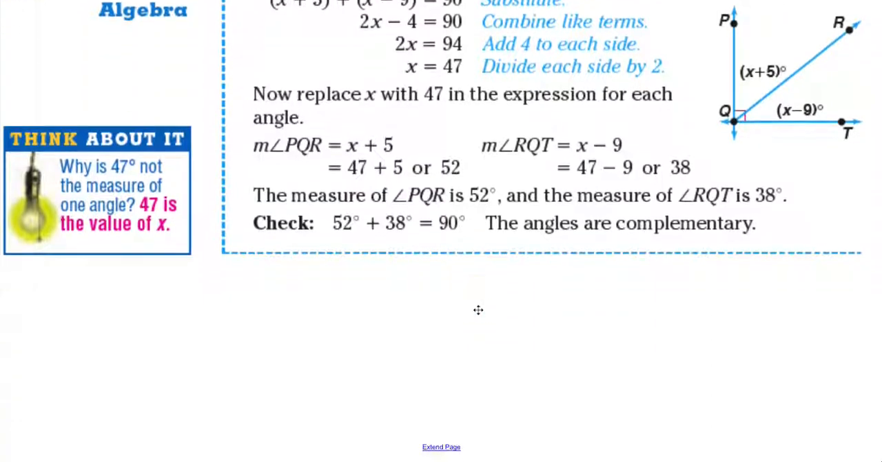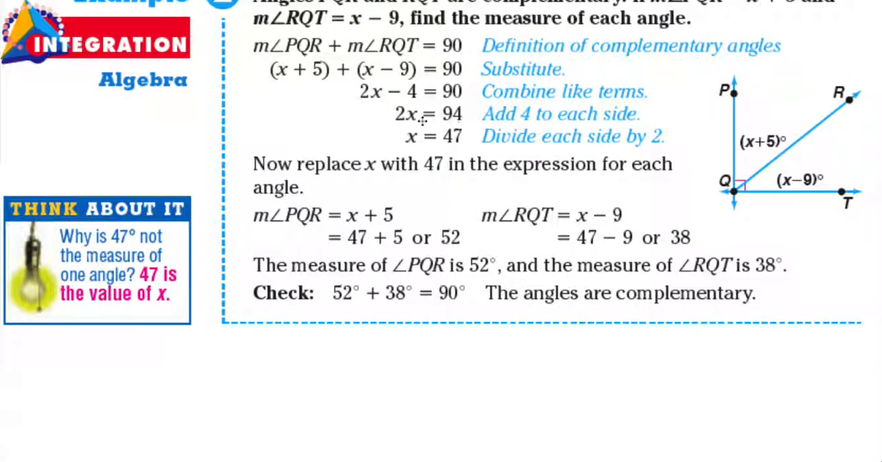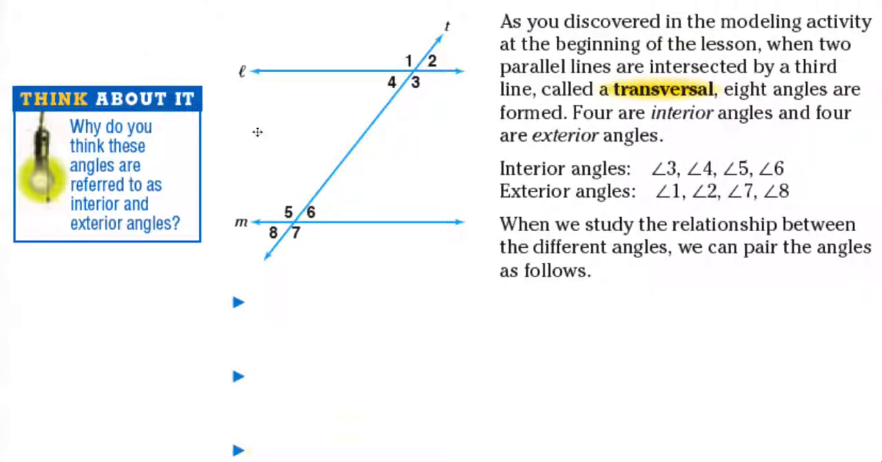And the final concept in this lesson. Well, let's take a look at this. Think about it. Why is 47 not the measure of one angle? Because 47 is the value of x. And remember this, x is 47, but that is not the measure of one angle. It is simply the value of x. So that's one thing to think about. Final concept would be this one.